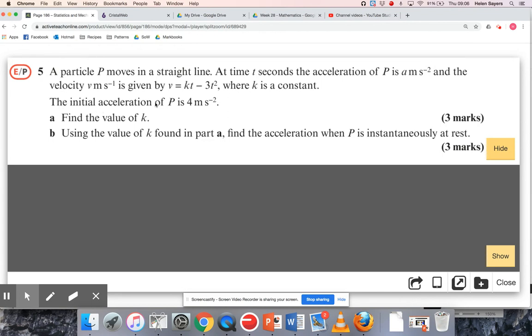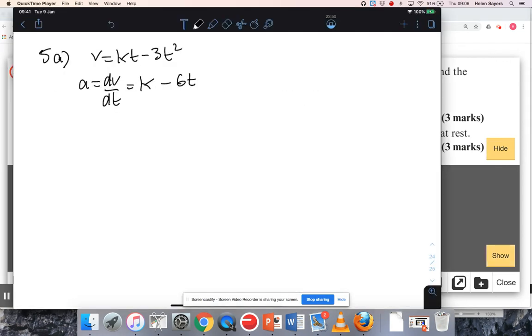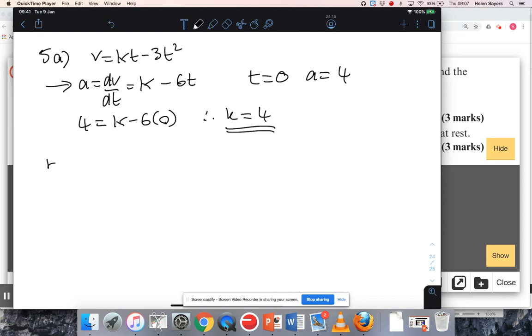So the initial acceleration of p is 4 meters a second squared. So the initial acceleration, that's going to be when t is 0. So when t is 0, the acceleration is 4. Okay, so when t is 0, the acceleration is 4. So if I go back to my expression for acceleration, acceleration is 4 when t is 0. So from that equation there, k must be 4.